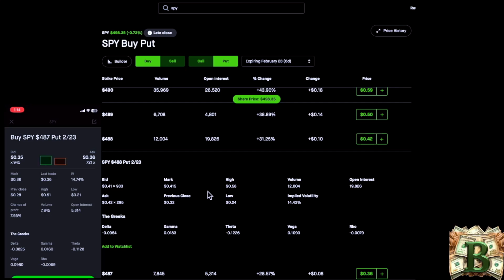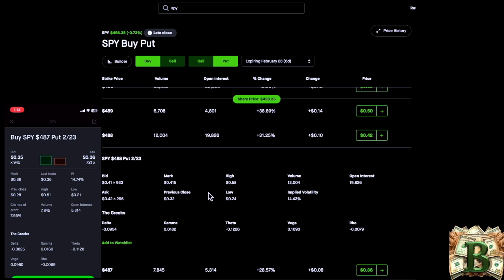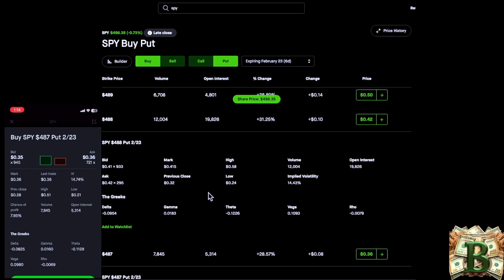Now, that is if it happens basically immediately upon your purchase. If it takes a little bit of time and it chops around, it goes up, it goes down, your time decay is going to come in and start to hurt you there. But that's really the basics. It's very similar to call options, just the opposite way. And again, you just need it to start to move in your direction.